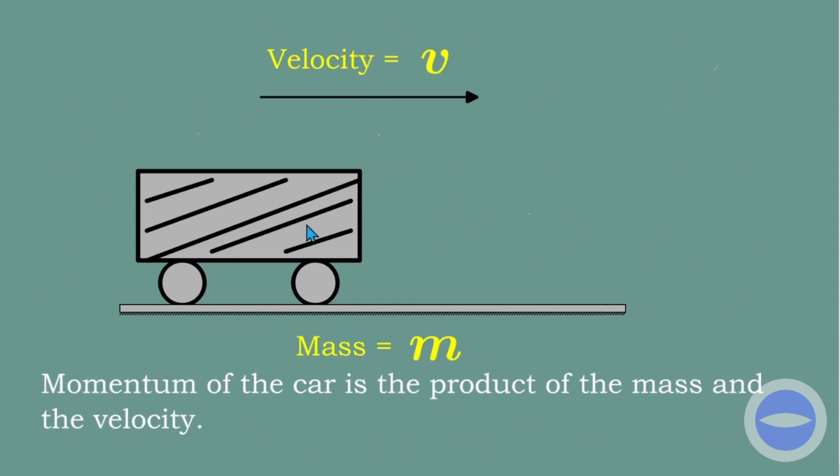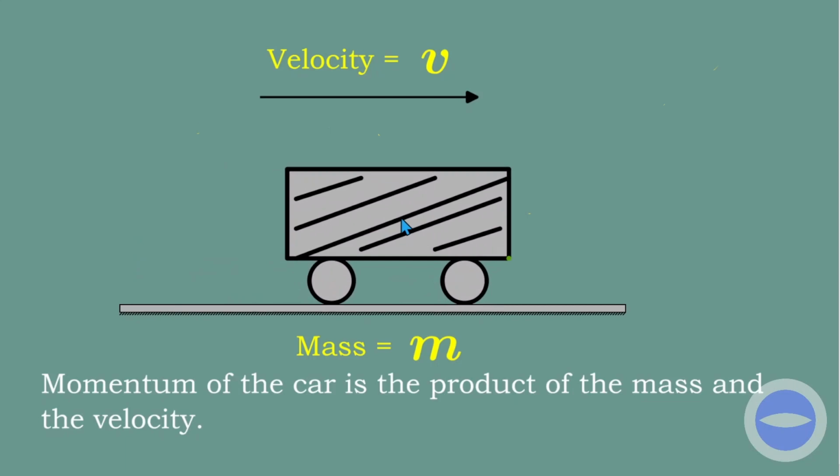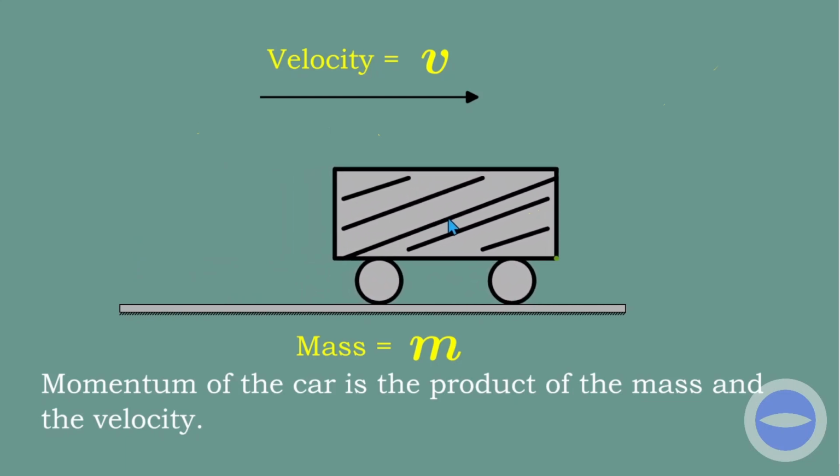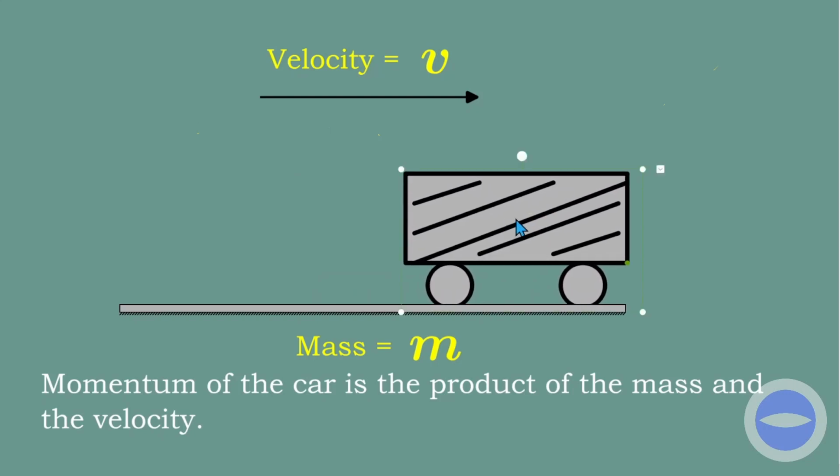For example, if I've got this trolley, obviously this trolley has a mass. If it's stationary like this, momentum is 0. But immediately if it starts to travel, like this, it has a momentum now. Its momentum is the product of the velocity that it is traveling at multiplied by the total mass of this trolley. This is something that you must know.